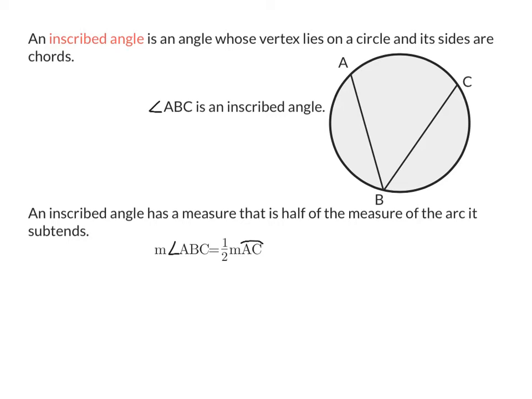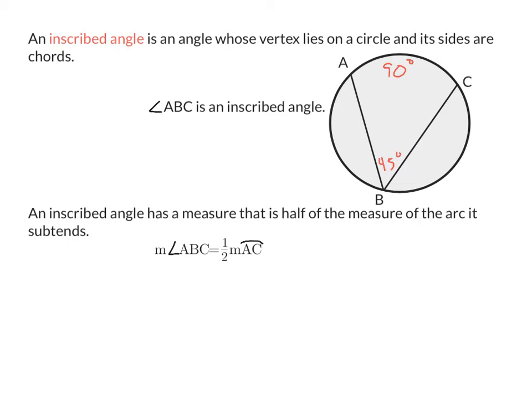Now, an inscribed angle has a measure that is 1/2 of the arc that it subtends. So we can see that the measure of angle ABC is half of the measure of arc AC. So let's just guess that this arc AC is, let's say, 90 degrees. Then angle ABC would be half of that, so it would be 45 degrees.